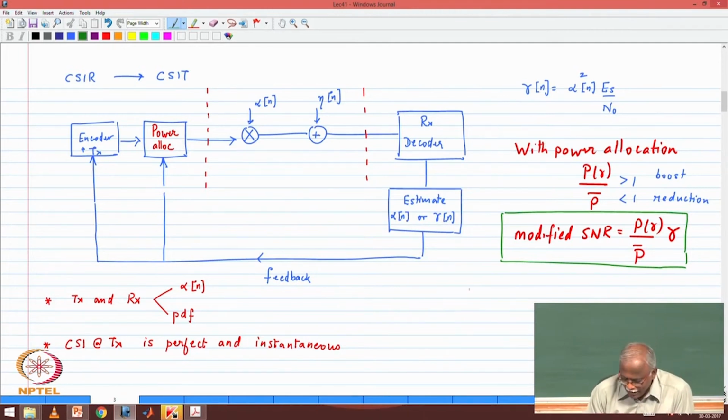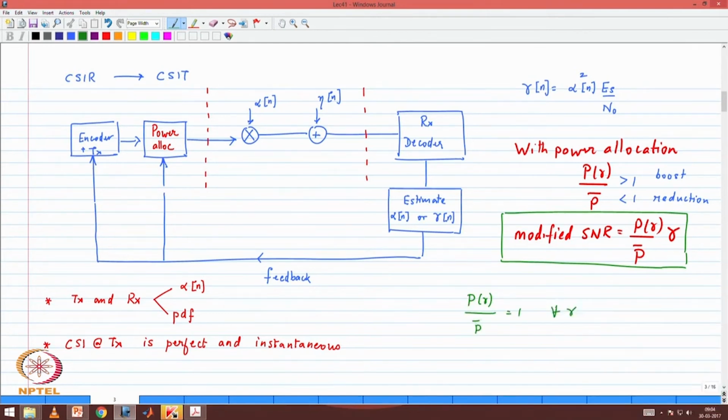Now, what if I use this allocation: P(gamma) over P bar equal to 1 for all values of gamma? What does that indicate? I'm doing uniform power allocation. I'm not changing the SNR at all. I'm not changing whatever was the original SNR. So basically, this is uniform power allocation. But that is not the idea. The idea is to actually allocate differentiated power to the different SNRs so that you can maximize the capacity.